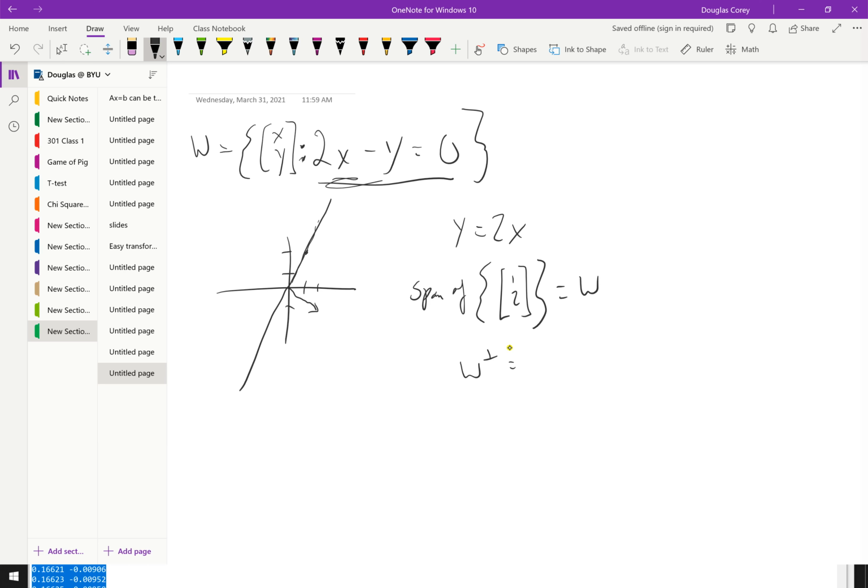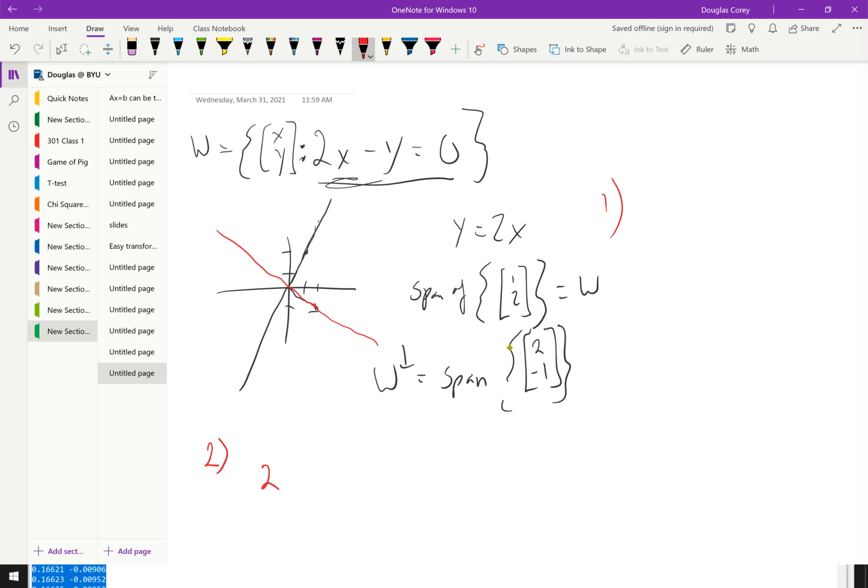So we could do (2, -1). Okay, so that's the basis vector, but we really should take the span of that. So W perp is the span of (2, -1). This line through there, that is W perp. Okay, that's solution number 1.